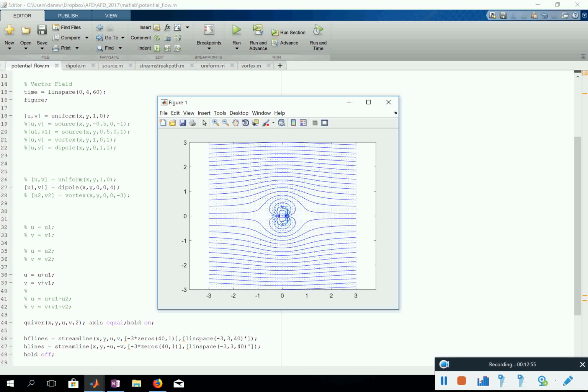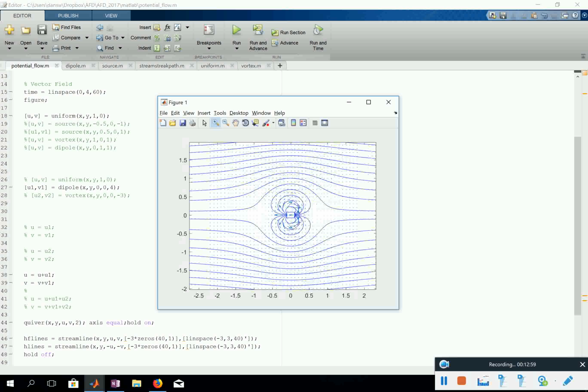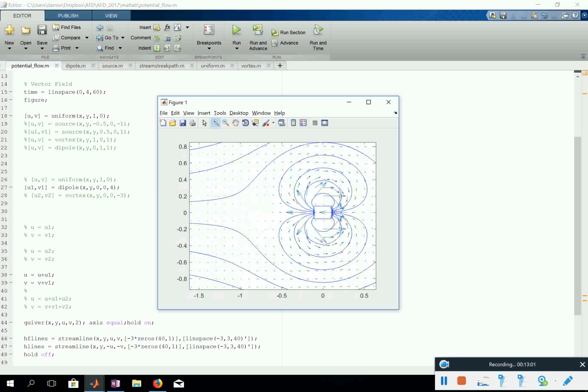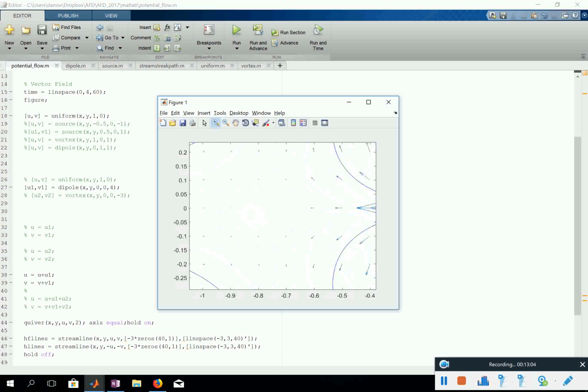Now note, there's one thing: if we are able to zoom in here, then we can see where the stagnation point is. So perhaps you see those two arrows. There's one pointing this way and there's one pointing that way. So right here we have a stagnation point.